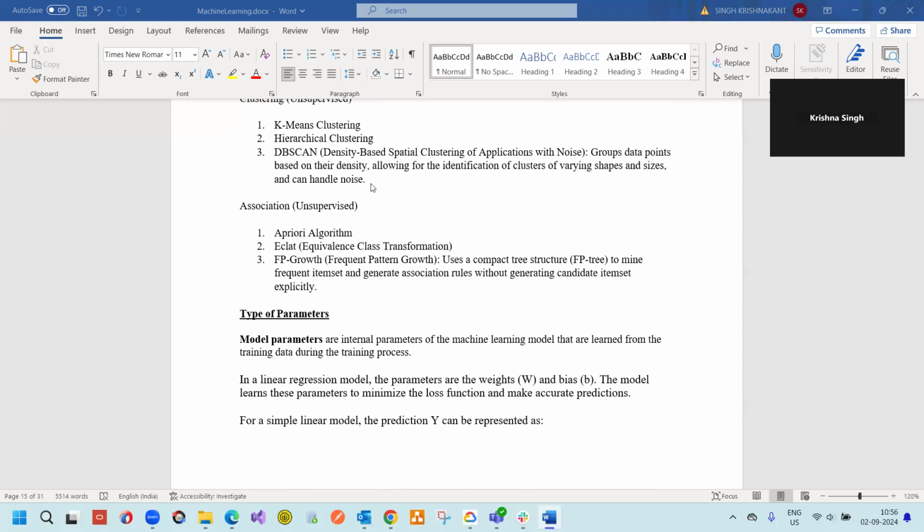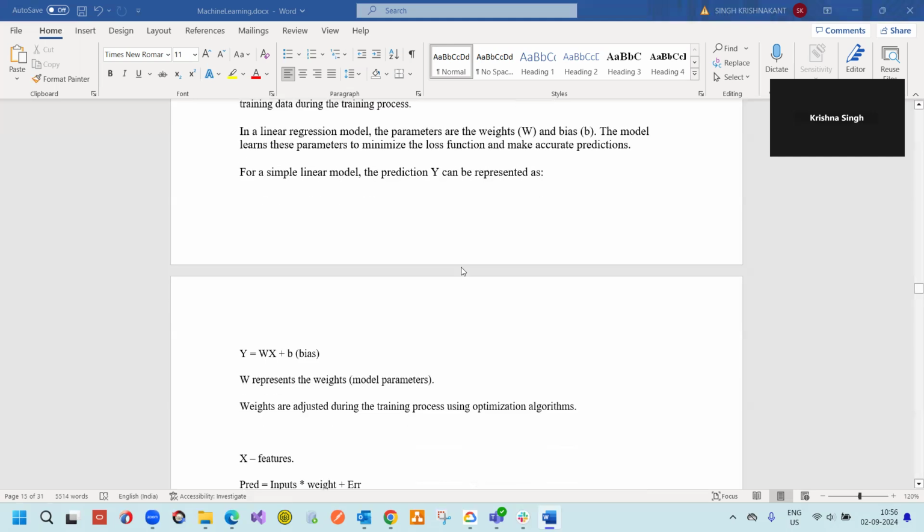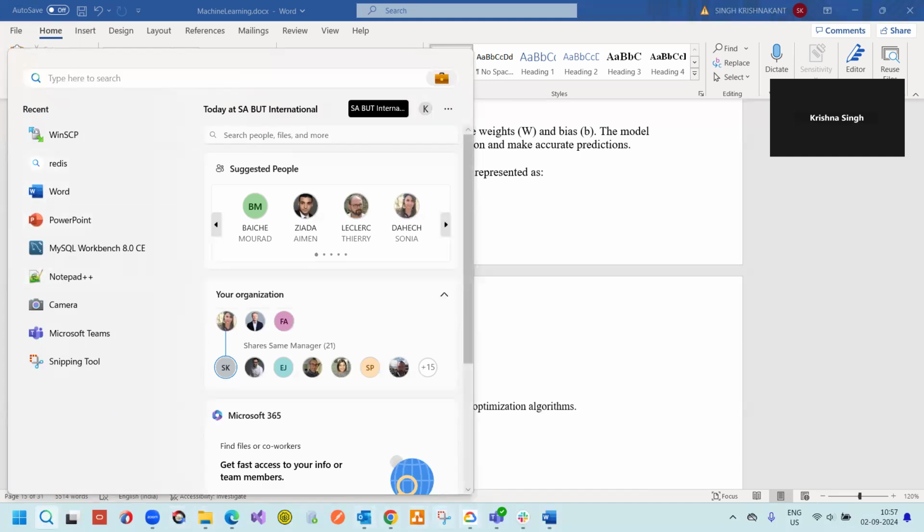Before we get into the algorithms, I thought of speaking about the types of parameters that are important to know. In machine learning, what parameters are we dealing with, and why are they important? Generally, how can you define a model parameter? These are internal parameters of a machine learning model that are learned from training data during the training process. Just to explain, let me open this.